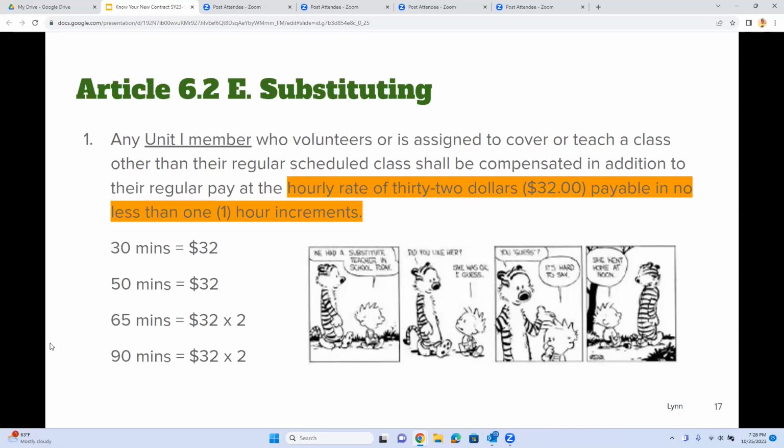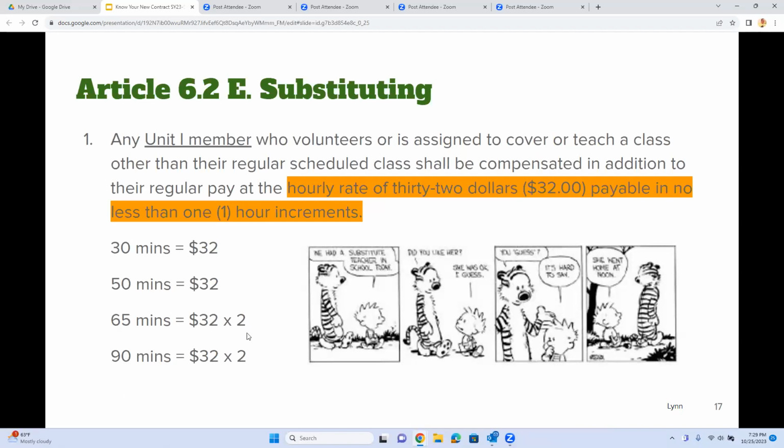So we have a little scale here: 30 minutes, $32; 50 minutes, $32; 65 minutes, $32 times 2; 90 minutes, $32 times 2. The substitute forms, they changed them last year. So you will put in the minutes that you substitute. They want those in there.